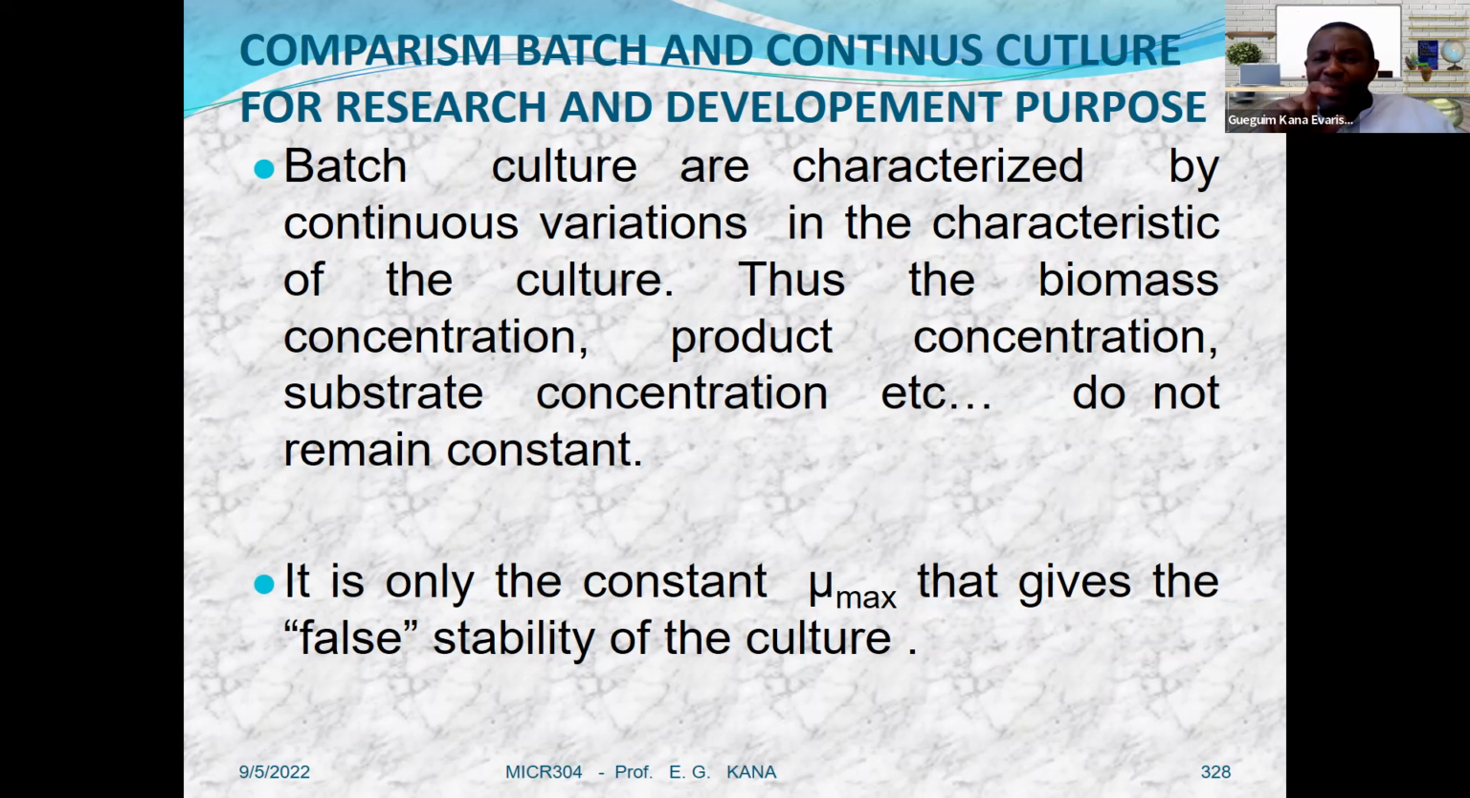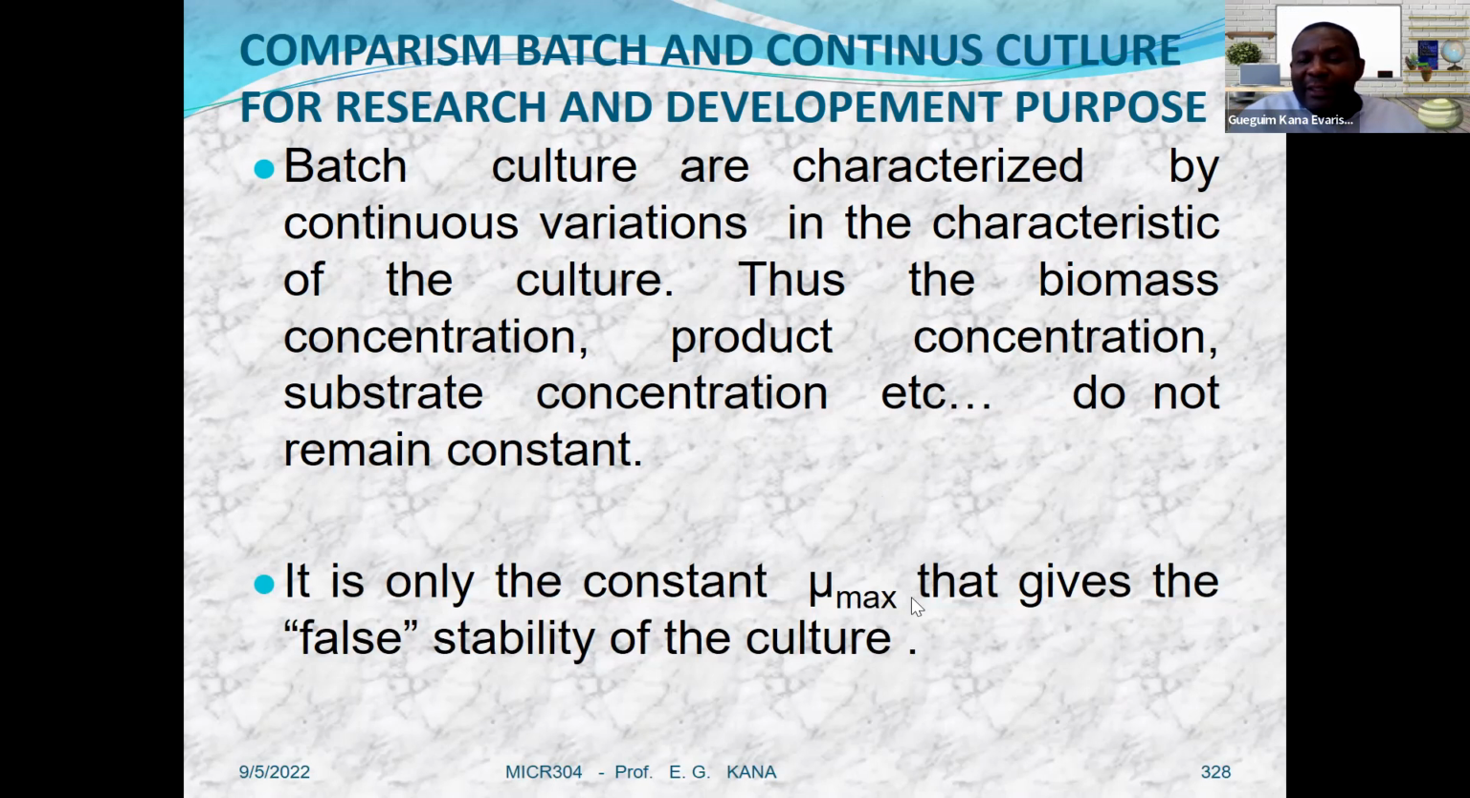Now, the first point is the continuation of the previous one, which says that batch cultures are characterized by continuous variations in the characteristics of the culture. That is, the biomass will change over time. The product concentration will change as well over time. It's not constant, it's not stable. And the substrate concentration will not remain constant. We have already agreed on these characteristics.